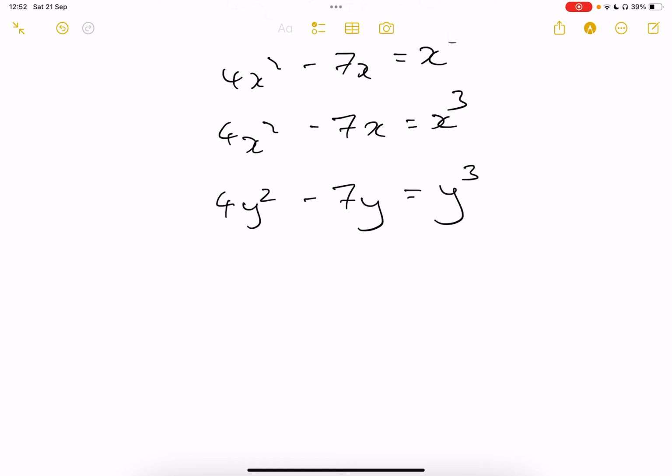Is this a quadratic equation? Yes or no? How do you know?